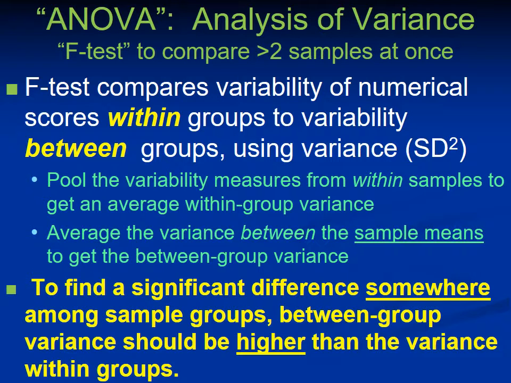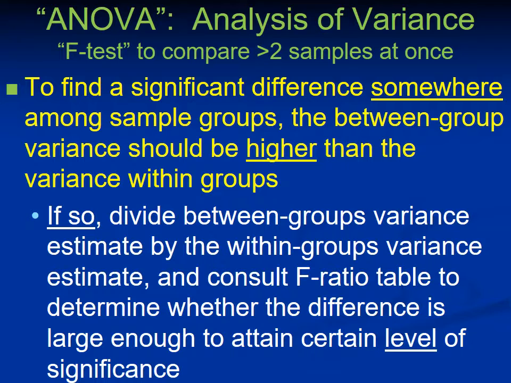And I think it makes logical sense if you just think about it, that if you're going to say there's a real difference somewhere among our sample groups, the between group variance should be higher than the variance within our groups, right? There should be a higher variance between groups if you want to say that there's a statistically significant difference somewhere.